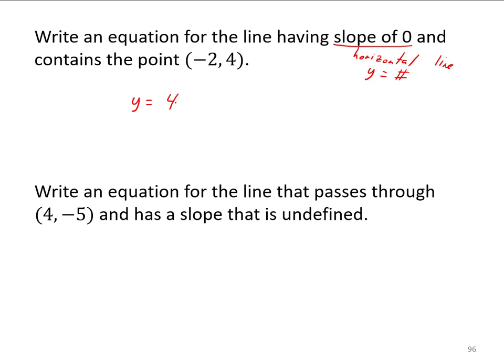The next question, write an equation for the line that passes through the point 4, -5, and has a slope that is undefined. Well, an undefined slope would indicate to us that we have a vertical line, which is of the form x equals a constant. So we know our equation will be x equals, and the point 4, -5 has an x-coordinate of 4. So our equation is x equals 4.